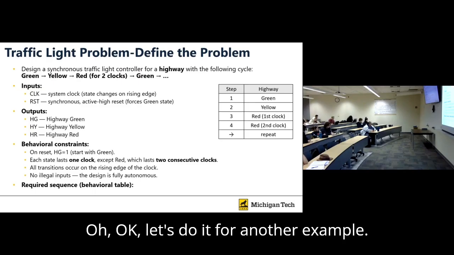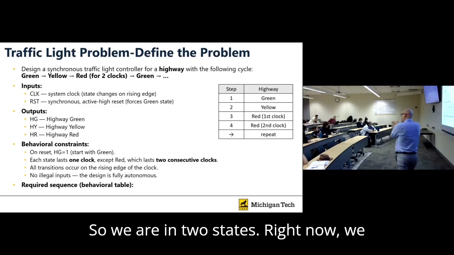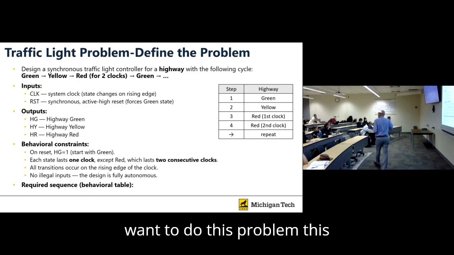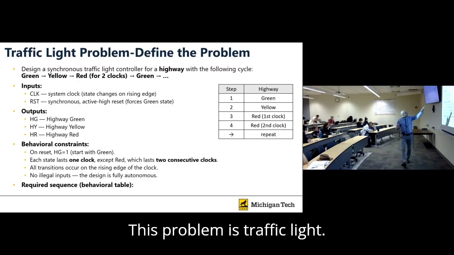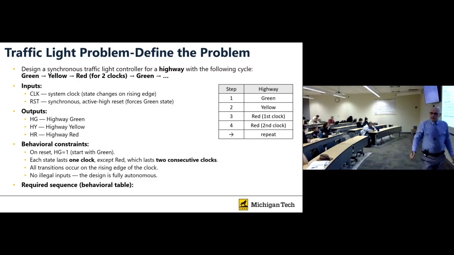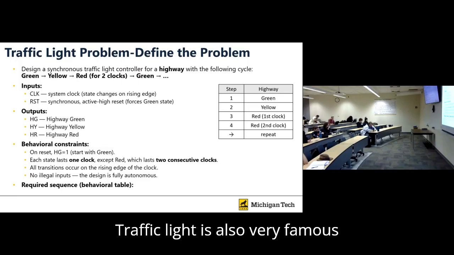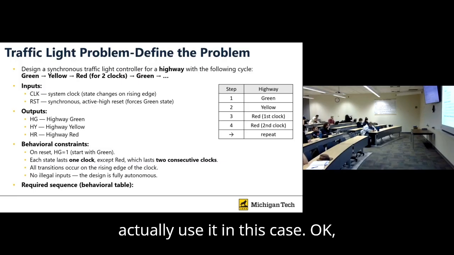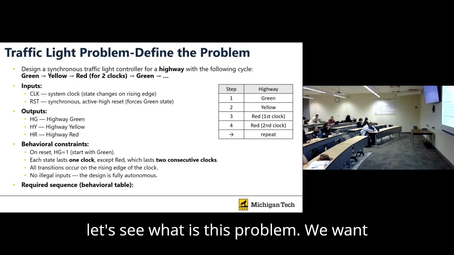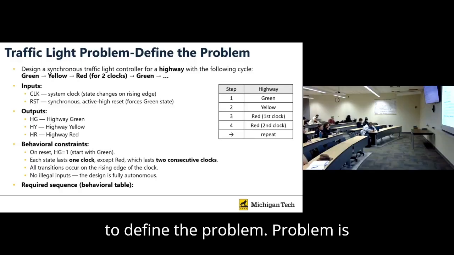Okay, let's do it for another example. So we are in two states. Right now, we want to do these two steps for another problem. This problem is the traffic light. Traffic light is also a very famous problem that you can always use in this case. Okay, let's see what this problem is. We want to define the problem.